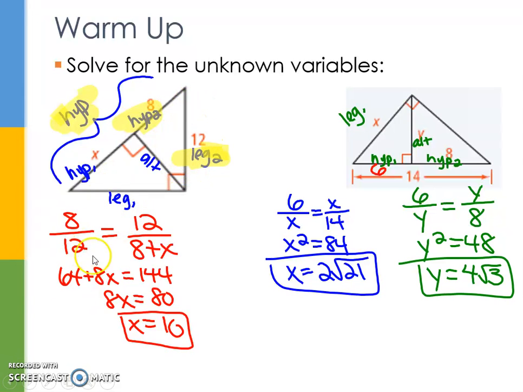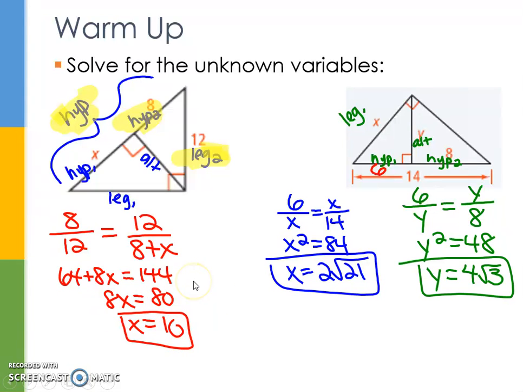And then you cross multiply and you get 144. Multiply these two. That's 8 times 8, 64. 8 times x is 8x. And then this part right here, subtract 64, 80 divided by 8, you get 10.